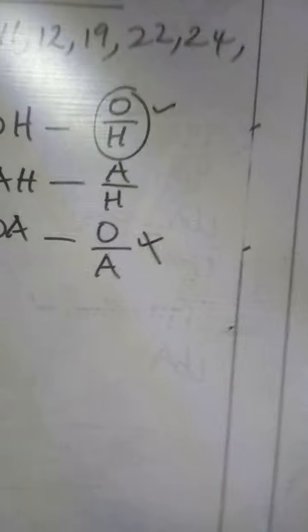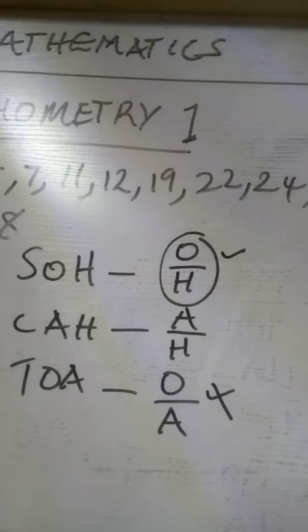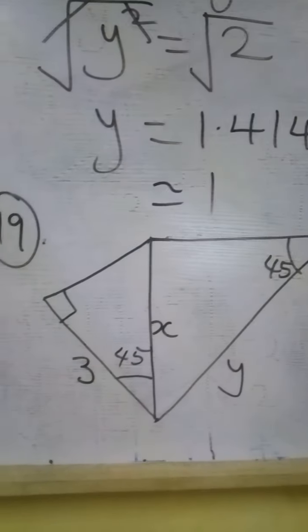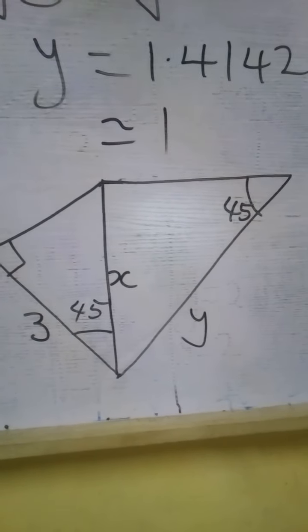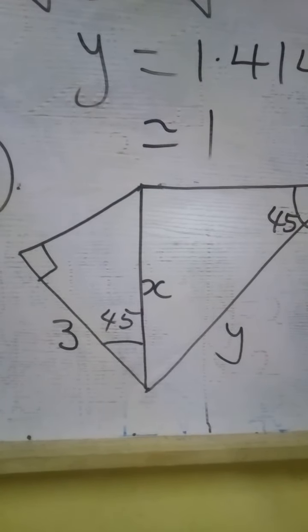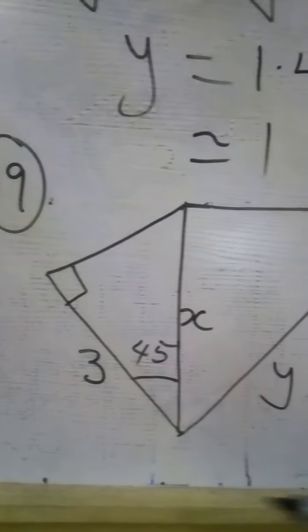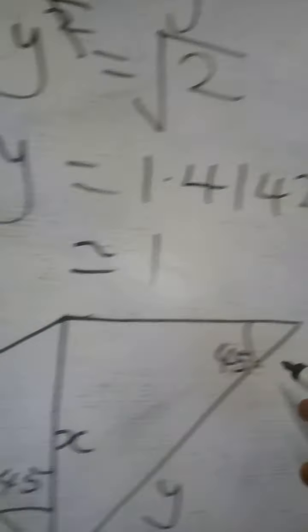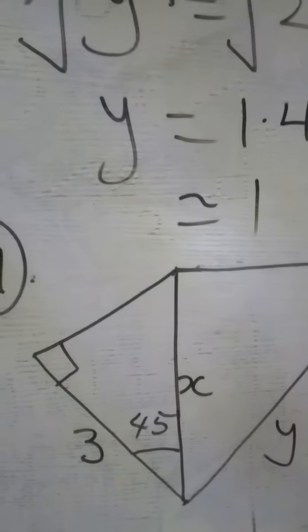So we have to continue now to number 19, question 19. Now, here is question 19. And it's a little bit complex, but it's very simple as well. So we have 3, we have y, and we have x. We have 45 here, we have 45 here. So we have to find our x and y.